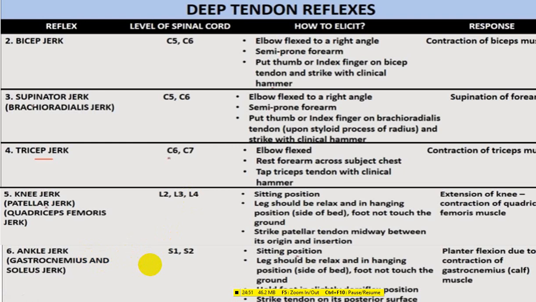In supine posture again, you flex at the knee and slightly dorsiflex at the ankle. In that position, you give a tap over the tendo Achilles and look for contraction of the gastrocnemius and soleus muscles, and you get plantar flexion at the ankle, due to contraction of the gastrocnemius, the calf muscle. Root value is S1, S2.